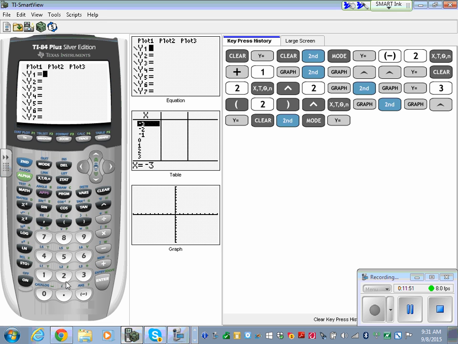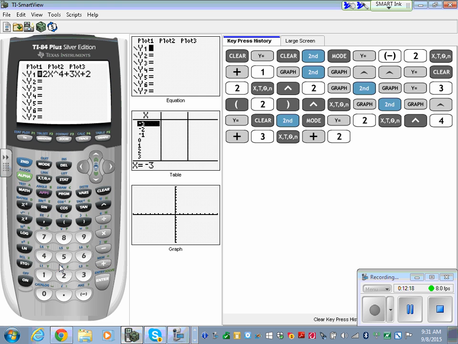So I'm going to type in 2, and then right up here is the x key, like you can see, x, t, theta, or whatever. So hit 2x, and then to raise it to the fourth, you have to use the caret key. This is caret 4. So that's 2x to the fourth, and then it was plus 3x. So plus 3x. Are we all following? Okay, and then it's plus 2.